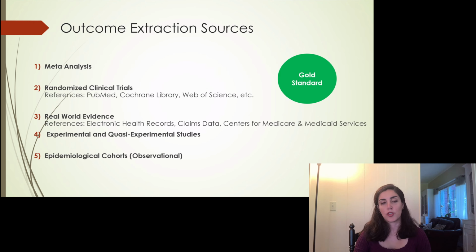For outcome extraction sources, the most reliable source we can use is meta-analysis. The guideline advises doing a meta-analysis if we do not currently have one in a certain disease area. Then we can also use randomized clinical trials as the second most reliable source, followed by real-world evidence, examples of which are electronic health records, claims data, and data from Medicare and Medicaid services. We can also use experimental and quasi-experimental studies, followed by epidemiological cohorts, which are usually used when we want to model a CEA on an epidemiological level.